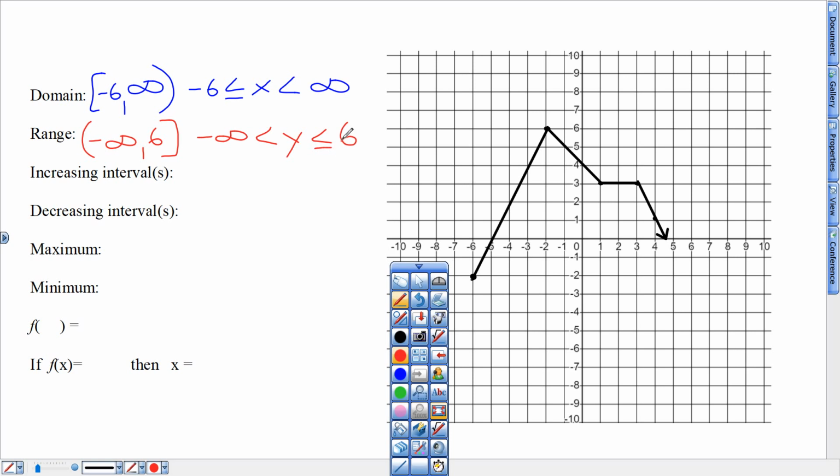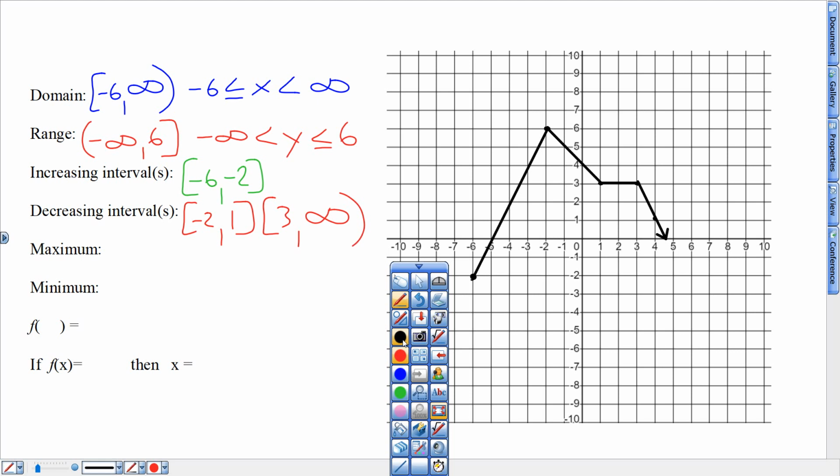Tough ones. Increasing interval goes from -6 square all the way to -2 square. Looks like that's it. Decreasing looks like goes from -2 square all the way to 1 square. And then I got another one from 3 to, here's where it gets tricky, positive infinity, because again, intervals, just like domain, are measured left to right. Anything going off to the right, positive infinity.